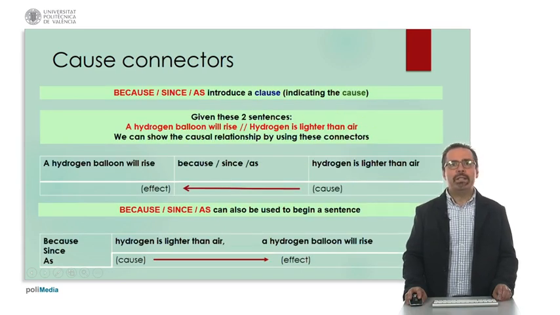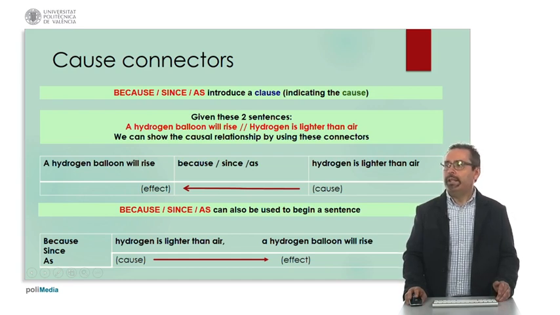We can also use some sentence connectors. The most important set of sentence connectors that are used to express the cause in the form of a clause is because, since, or as, with the same meaning. For example, given these two facts or sentences, a hydrogen balloon will rise on the one hand, and hydrogen is lighter than air on the other hand, we can show the relationship of cause and effect by using these connectors.